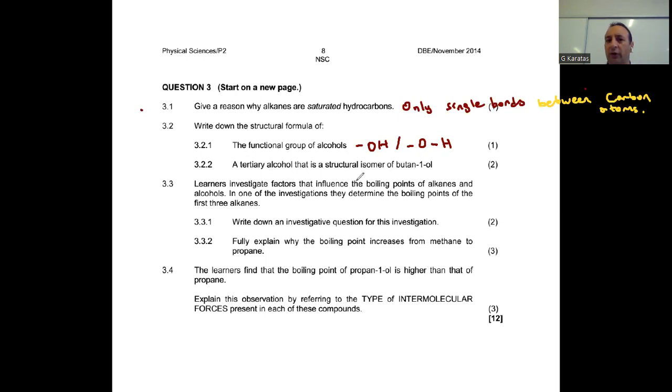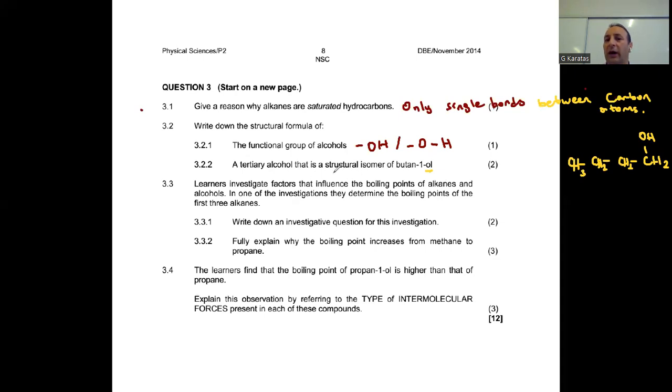3.2.2. A tertiary alcohol that is a structural isomer of butan-1-ol. Let us write firstly what butan-1-ol is. Butan-1-ol has 4 carbon atoms, and we have the OH group on this first carbon atom. So let me write it here, OH. And we have sufficient hydrogen atoms, H2, H2, H2, and this one is H3. So this is my butan-1-ol.